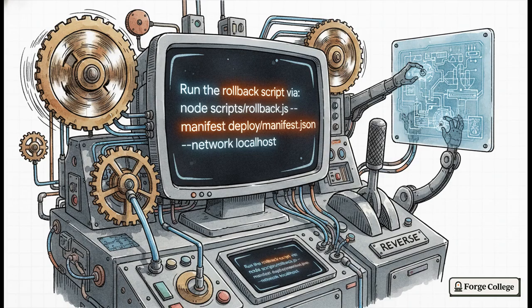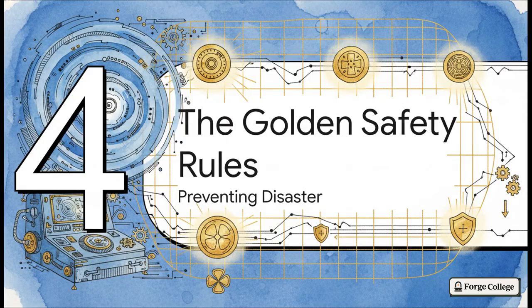The split second you hit enter, your script springs to life, reads the bad manifest, finds the pointer to the good one, and executes the state reversal right there on your local network. It's pretty awesome to watch. Next up, section 4, the golden safety rules.